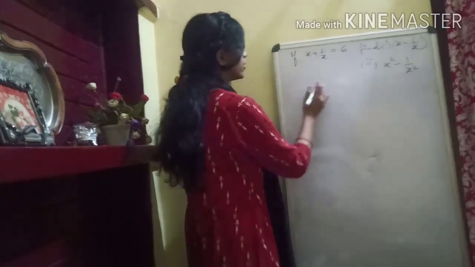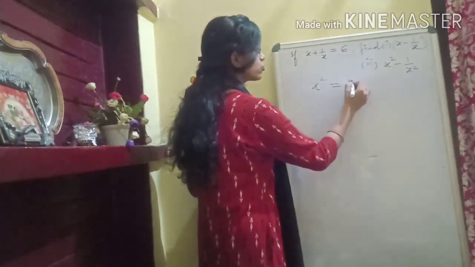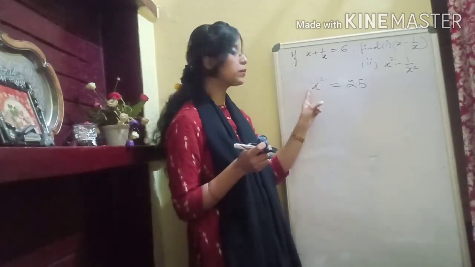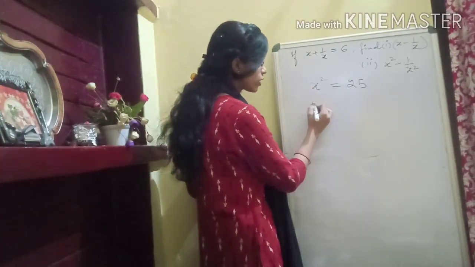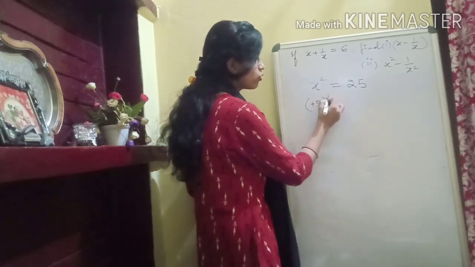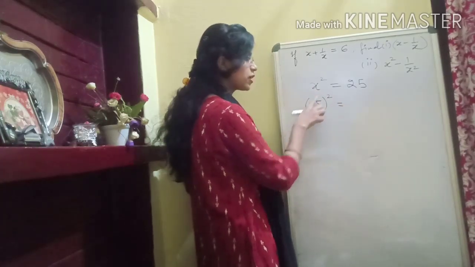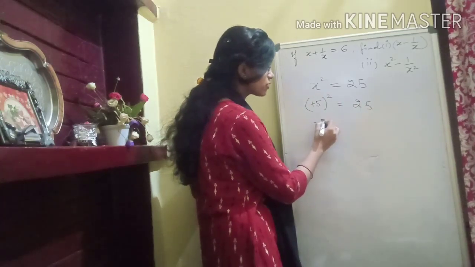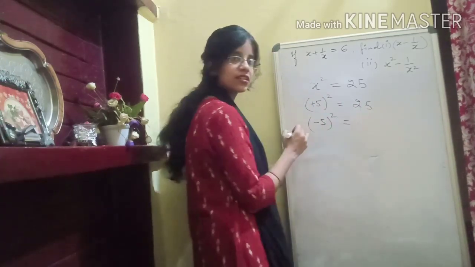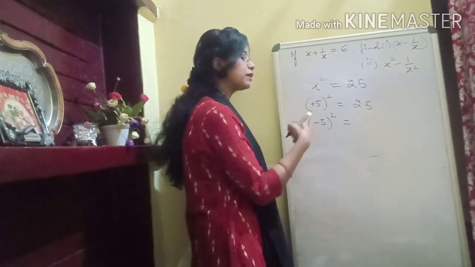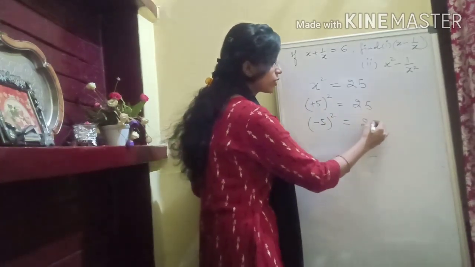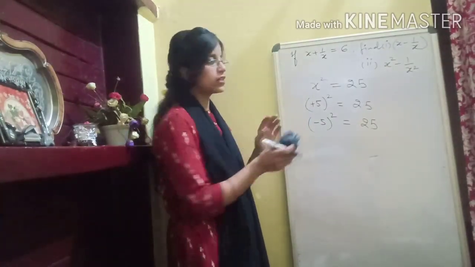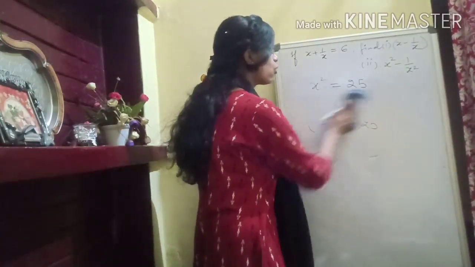Likewise, if you have x square is equal to 25, and I ask you to put the value of x as plus 5, so it will be plus 5 whole square. Will it satisfy? Yes, plus 5 square will be 25. If I ask you to write minus 5 and square, will it satisfy? Yes, because minus square will be plus and 5 square will be 25. So the answer could be both plus 5 or minus 5.